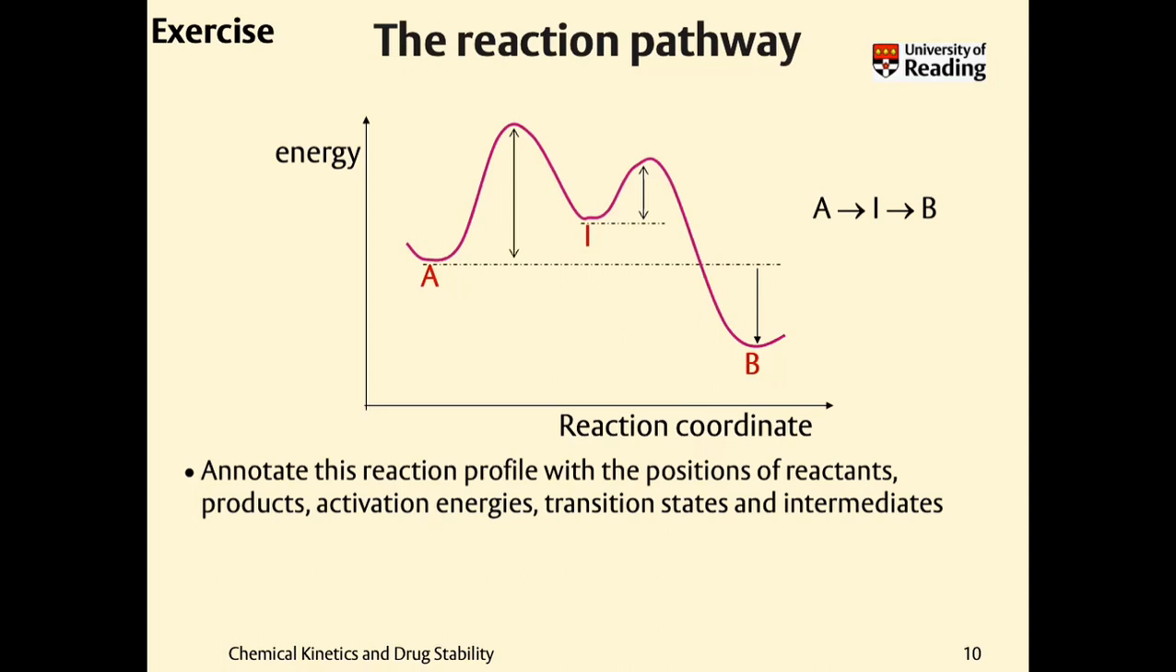And the intermediate will be the intermediate minima there. So you can see that there is an energy peak to form the intermediate, and then there is an energy peak, an amount of energy required to form the product.